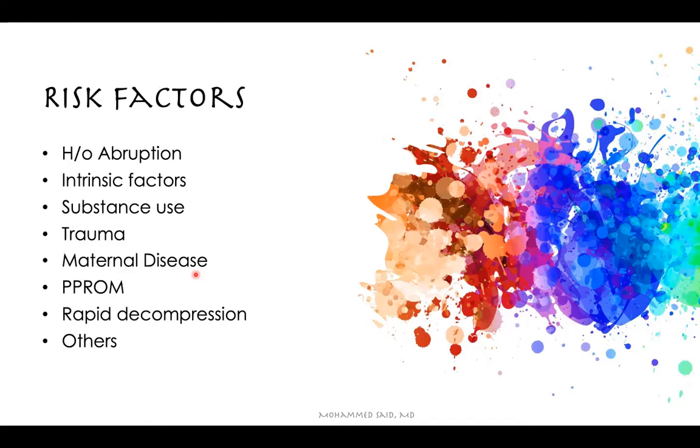So what are the risk factors for the abruption? Like with most of the topics, when we talk about risk factors, you say the previous same condition. So previous abruption or history of abruption is going to be one of the major risk factors. With one previous abruption, the recurrence risk is going to be 5 to 10%. With two abruptions, the recurrence is going to be 20 to 25%.